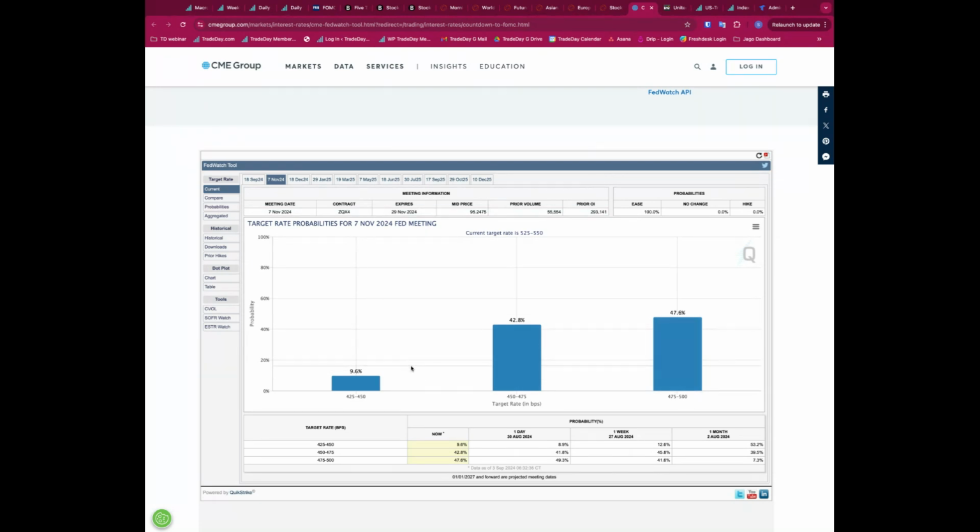I think we go either 50, 25, 25, or we go 25, 25, or maybe 50, nothing, and then 25. But the market seems to be pricing in 25, 50, 25, which would seem an odd structure to the potential rate cuts.